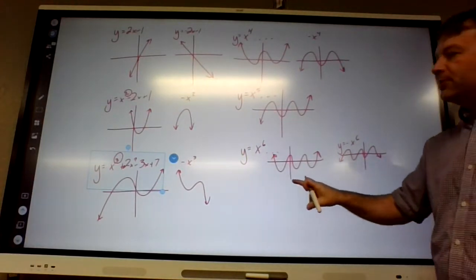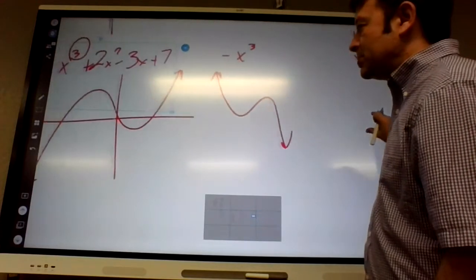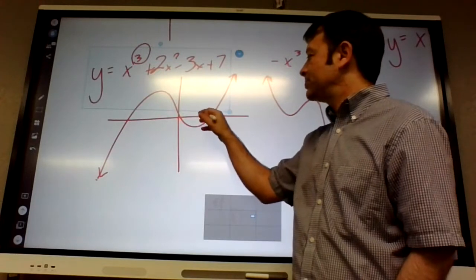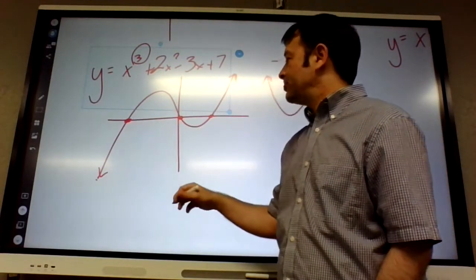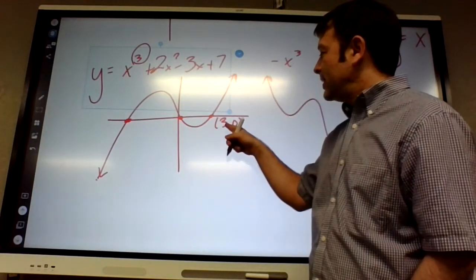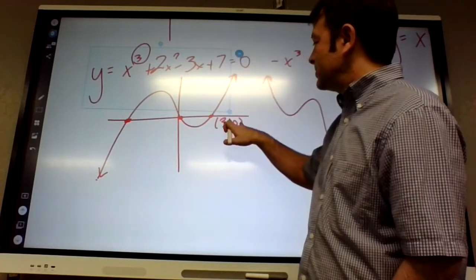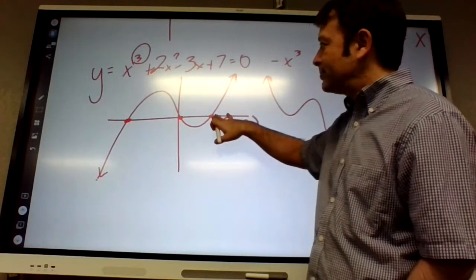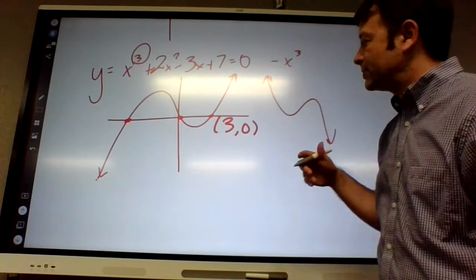Yeah, so something I didn't mention, this is kind of important. Each of these places where it crosses the x-axis, those points, like if this is (3, 0) or something, that's a zero of the function. That's if x equals 3, that makes the whole function equal 0. The x-intercepts are also the zeros of the function, or you could say they're the roots of the function.